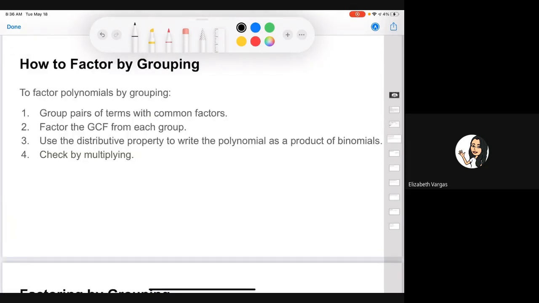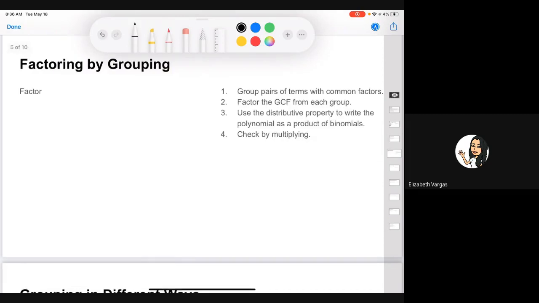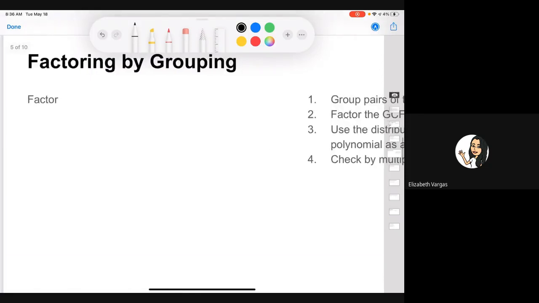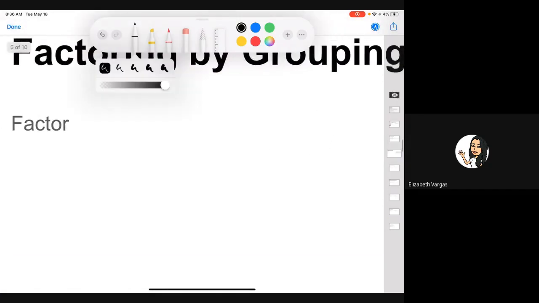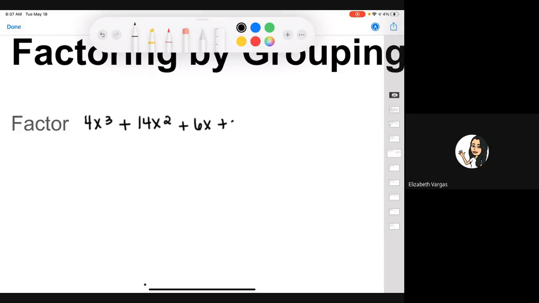And so we'll see that right now. So, factor by grouping. We're going to go ahead and do this. We're going to factor, and I'm going to write the polynomial x cubed plus 14x squared plus 6x plus 21.